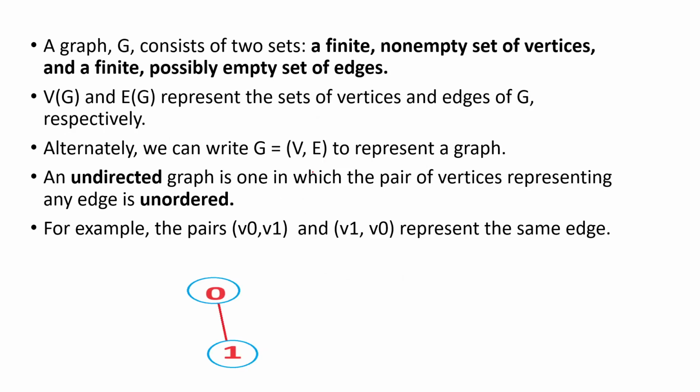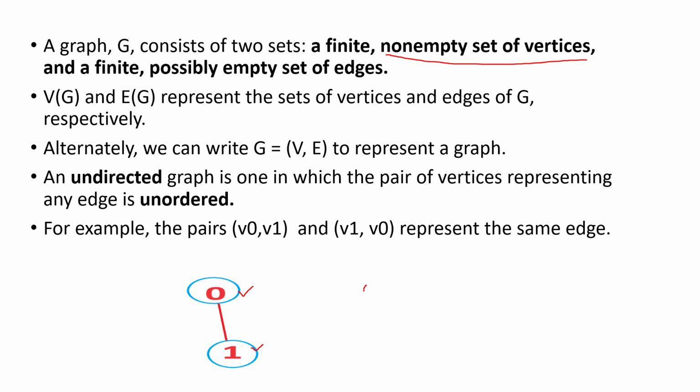Now we'll start with the ideas behind graphs. Take any graph G. Graph G consists of two things. One is a non-empty set of vertices. 0 and 1 are the vertices. They cannot be empty; when a vertex is not there, you should not represent a graph. If you have only two vertices, those are the part of the graph, that is the vertex list. And a possibly empty set of edges.